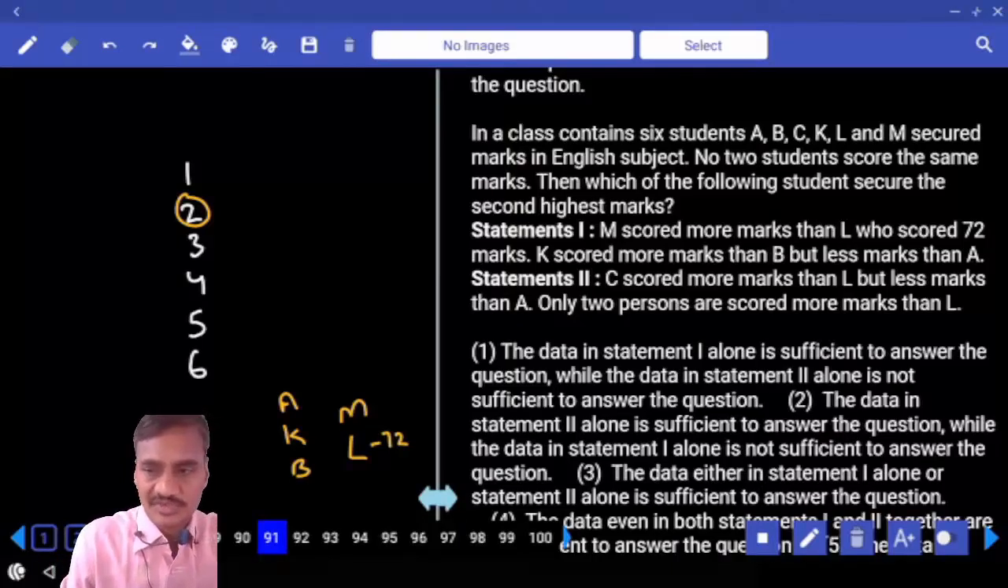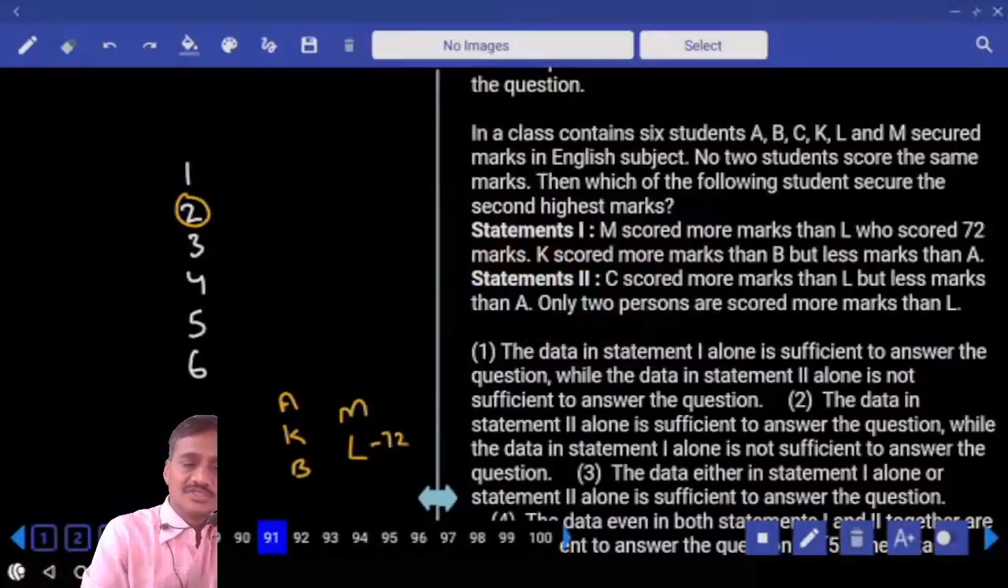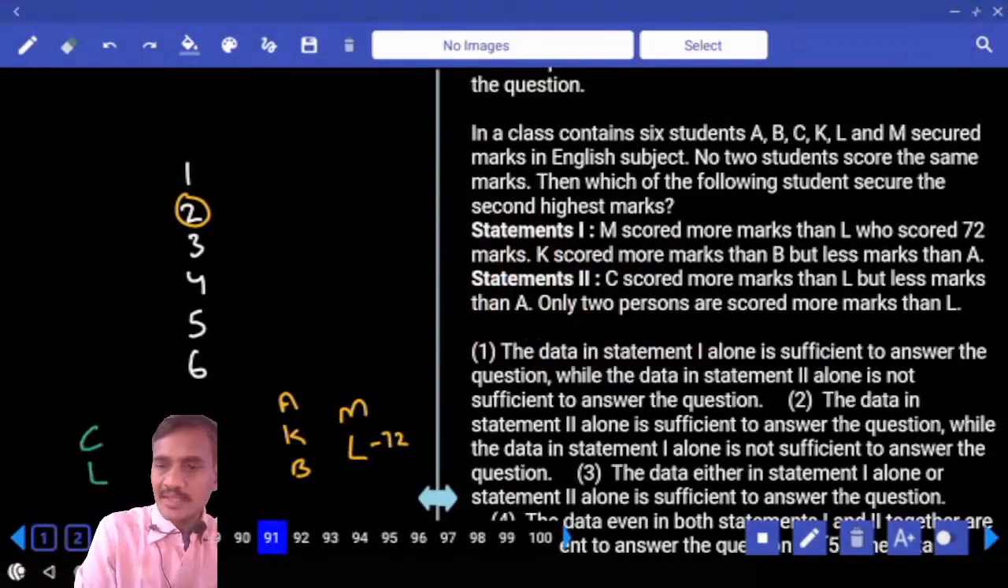Hence 1 alone is not sufficient. Then coming to 2 alone. C secured more marks than L. Now this C has secured more than L but less than A.